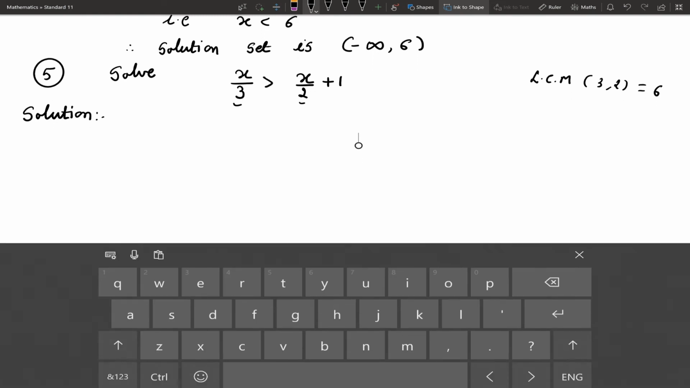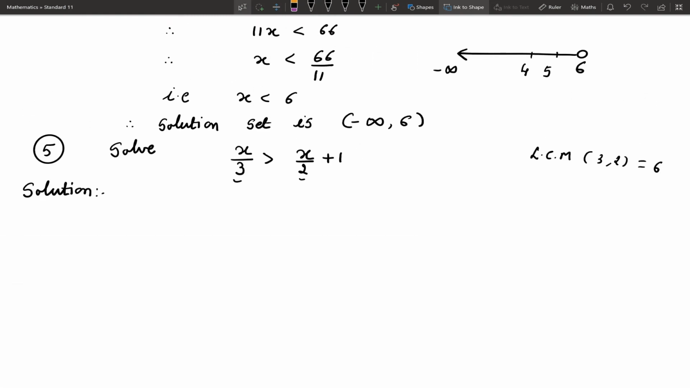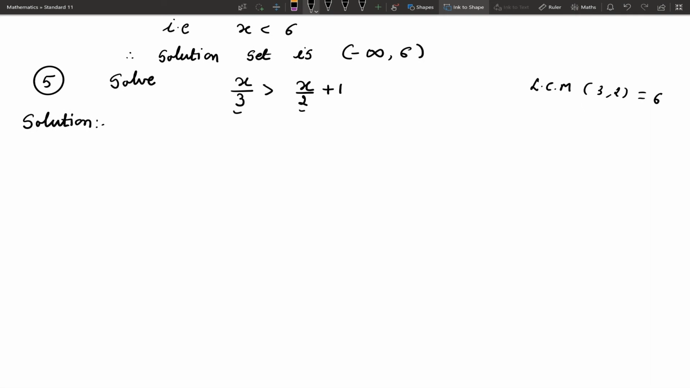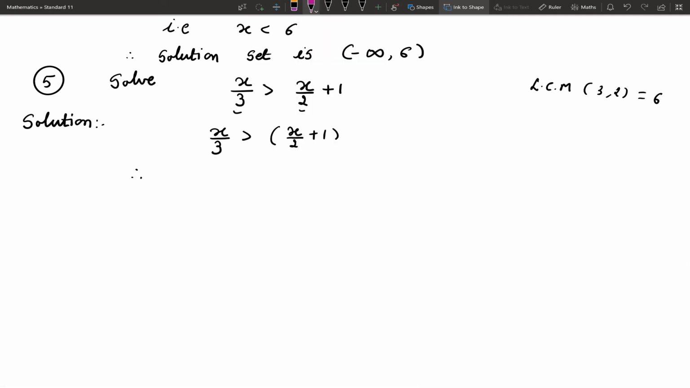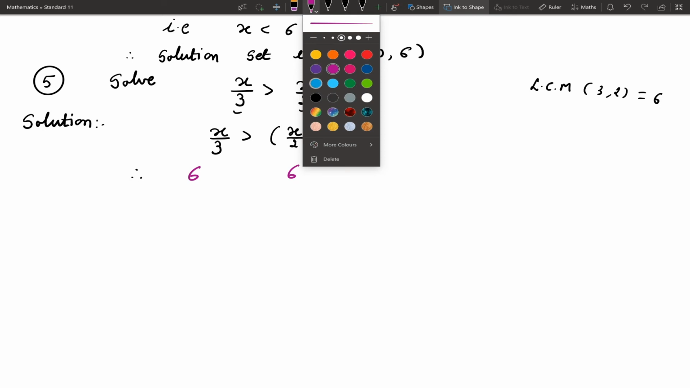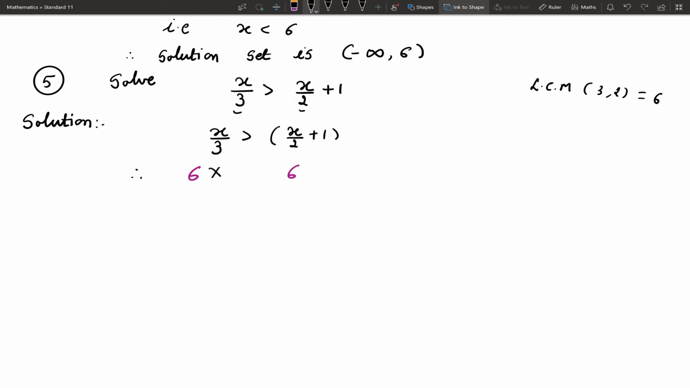So let us solve it for real x. x by 3 greater than x by 2 plus 1. Therefore, now LCM of 3 and 2, which is 6, so multiplied both sides by 6. 6 into x by 3 greater than 6 into x by 2 plus 1. We have multiplied both sides by 6.